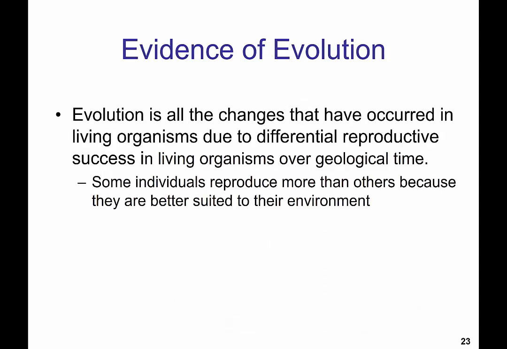In this section, we'll look at some evidence of evolution or change of living things over time. And again, evolution is all the changes that have occurred in living organisms due to differential reproductive success over geological time. Differential reproductive success just means that some organisms reproduce more than others because they are better suited to their environment.